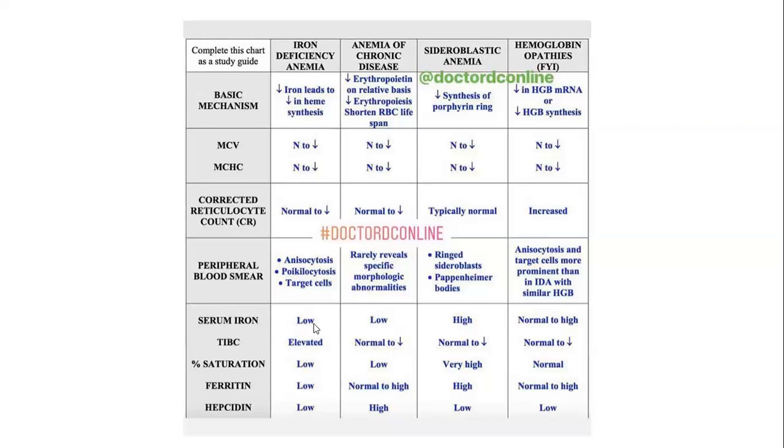And serum iron, TIBC: in iron deficiency, TIBC is elevated, ferritin low, and all is low iron. But anemia of the chronic disease, it is low, normal. TIBC normal, saturation low, ferritin normal, and hepcidin high. So let me go next.